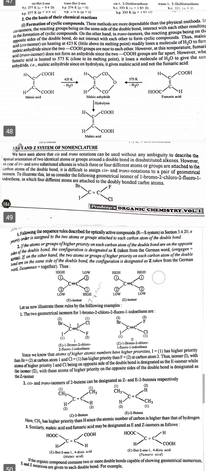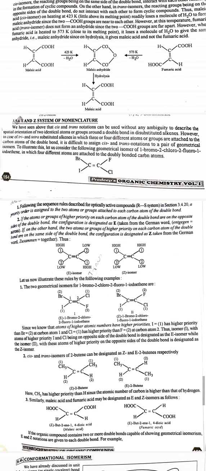E and Z system of nomenclature. We have seen that the cis and trans notation can be used without any ambiguity to describe the spatial orientation of two identical atoms or groups around a double bond in disubstituted alkenes. However, in the case of tri- and tetrasubstituted alkenes, in which three or four different atoms or groups are attached to the carbon atoms of the double bond, it is difficult to assign the cis and trans notation.